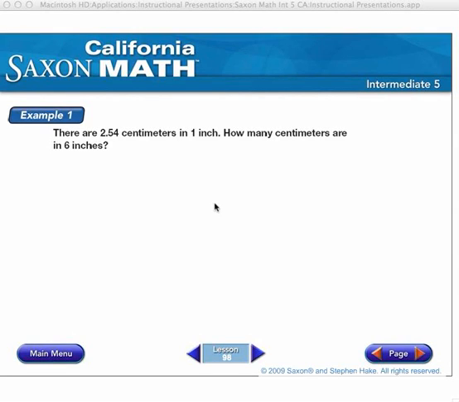Hi everybody, today we're going to talk about lesson 98, multiplying using decimals.